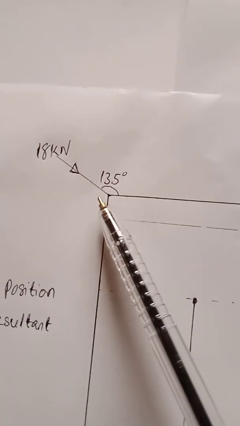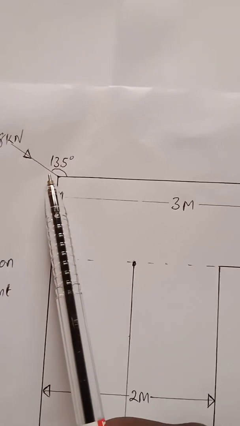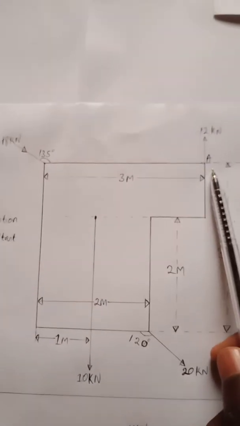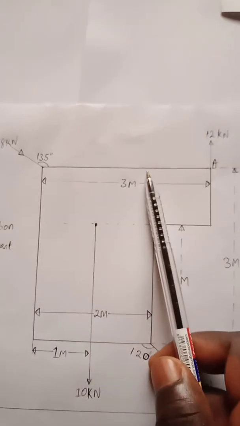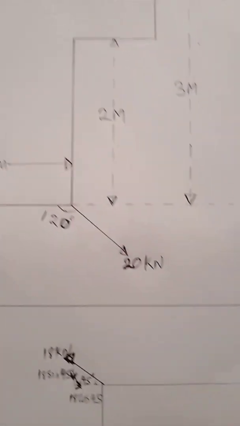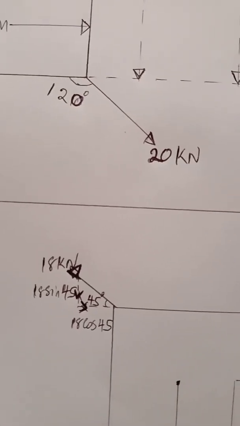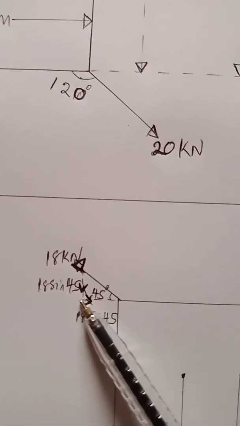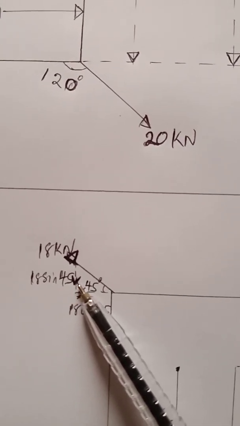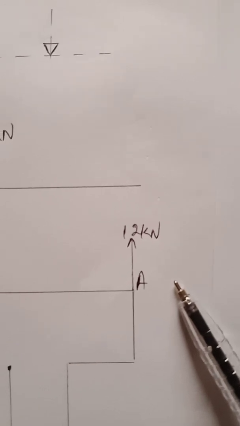Then we'll go for the 18. Look at the 18 here. The distance at which the 18 is from A is 3 meters. So now let's get the vertical force here, which is the 18. The vertical force here is 18 sine 45 degrees. So it's moving in this direction.